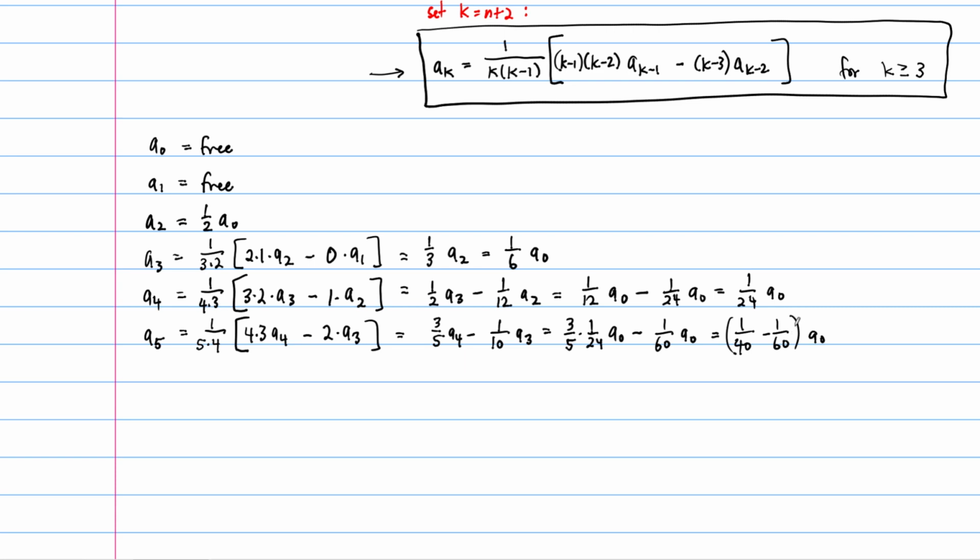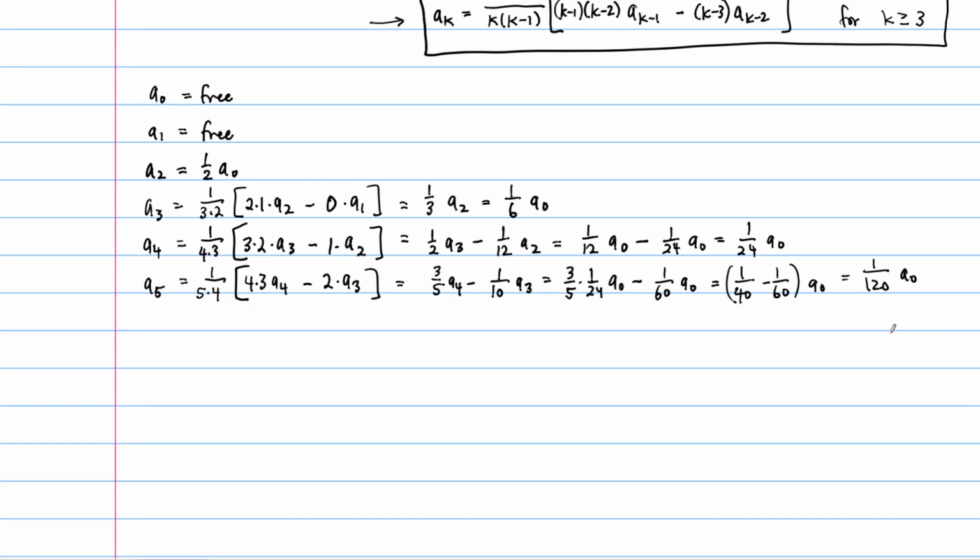And that is going to be what? So 6 minus 4 is 2 over 240, so 1 over 120, right? So this one's going to be 1 over 120 a0. And so now we can write out our power series solution. At least the first, like we said, the first 6 terms, right?